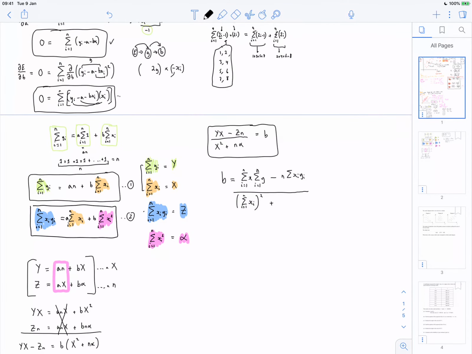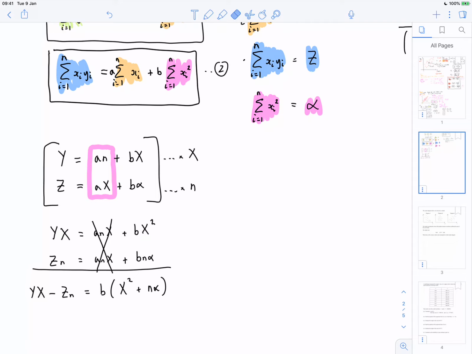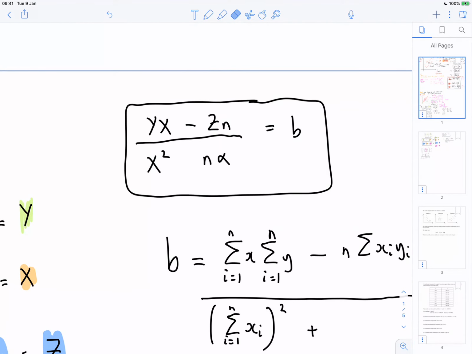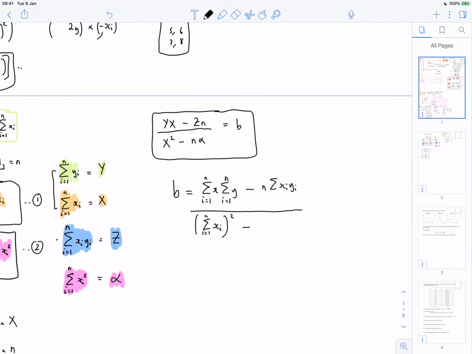Have I done this right? No, I've subtracted them, you silly Billy. That minus that, so B. So that should be a minus. Sorry. That should be a minus. That should be a minus. That should be a minus. N times alpha, so that's N times this thing. So that's N times the sum of xi squared from 1 to n.